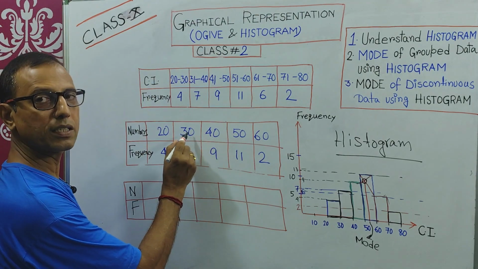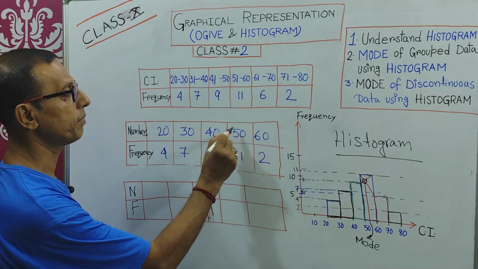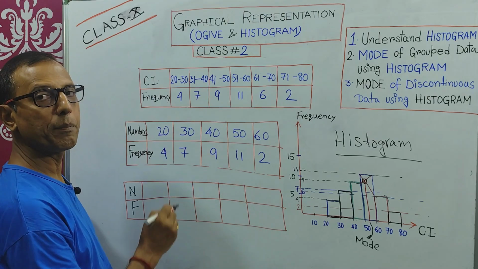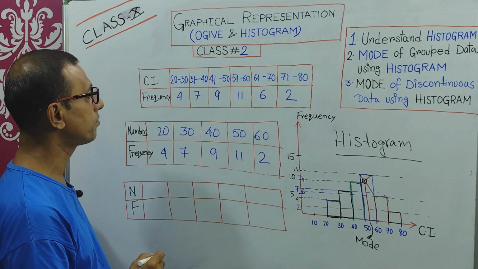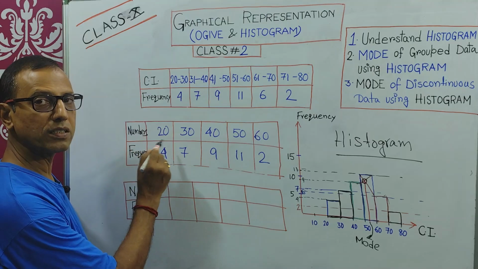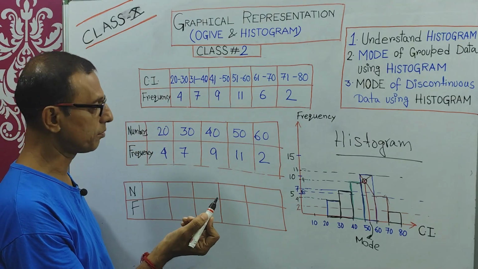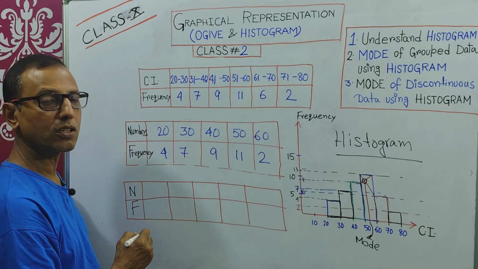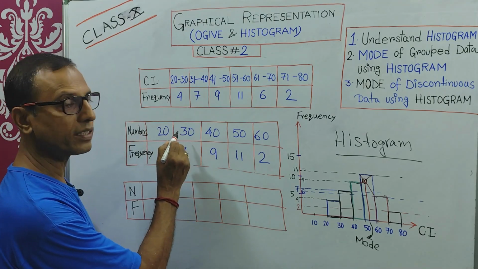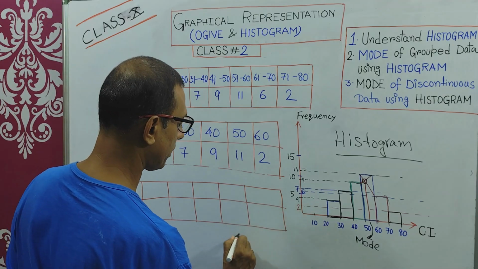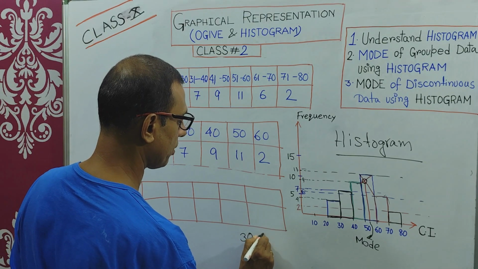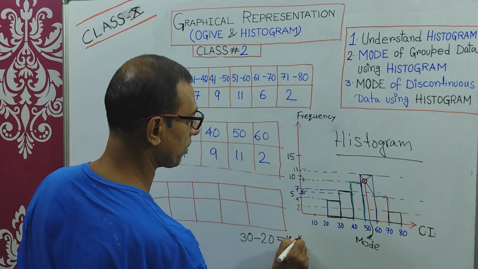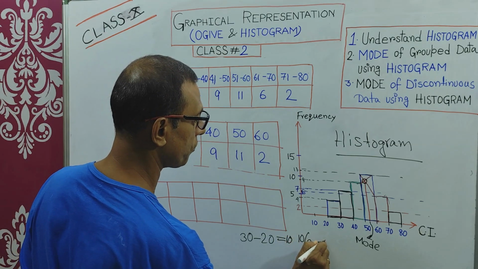Right? 40 minus 30, 10. 50 minus 40, 10. 60 minus 50, 10. So here it's an AP series, an arithmetic progression. The difference is equal, so with respect to arithmetic progression, the common difference, you need to divide that difference by 2. So 30 minus 20 equals 10. Your adjustment factor will be 10 by 2 equals 5.